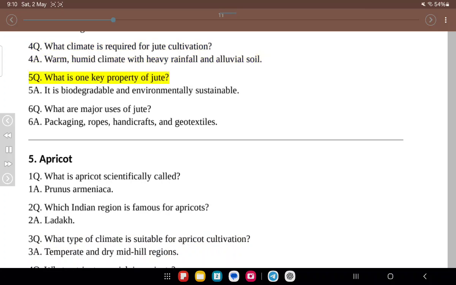5Q. What is one key property of jute? 5A. It is biodegradable and environmentally sustainable. 6Q. What are major uses of jute? 6A. Packaging, ropes, handicrafts, and geotextiles.